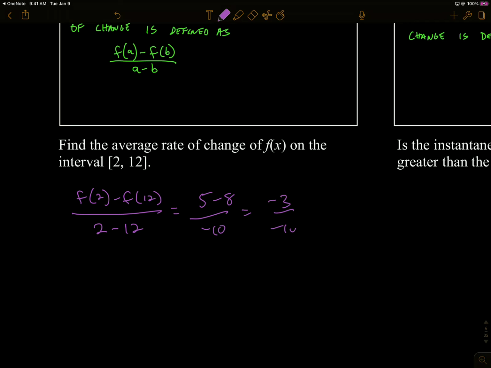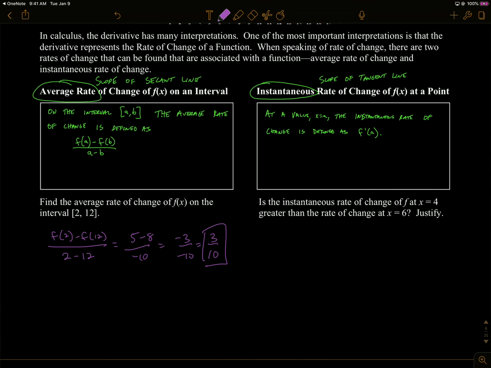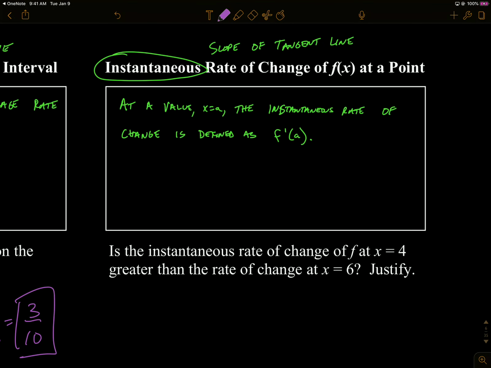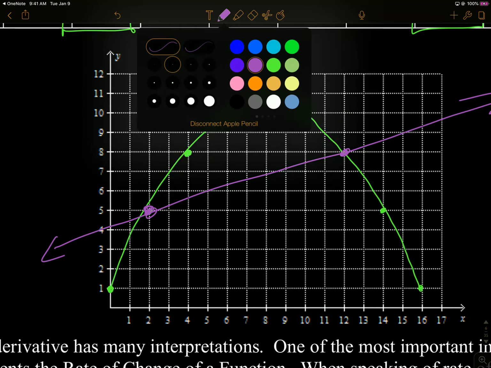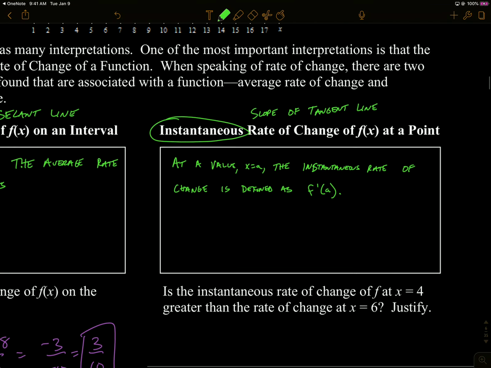Negative 3 over negative 10, which is 3/10. So that is the average rate of change over the interval, 3/10, rise over run. The instantaneous rate of change, well, we can't find what it is because we don't actually have the equation, and this is not a linear section of a graph where I know the rate of change is the same everywhere. So we don't really know what it is.